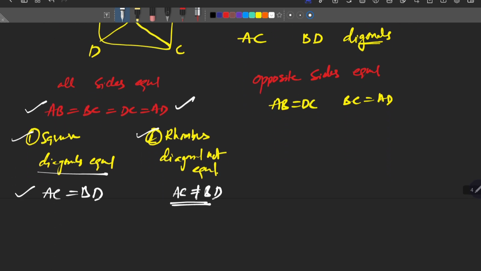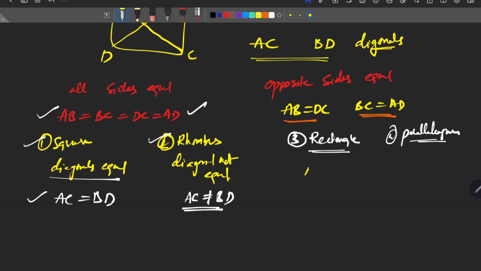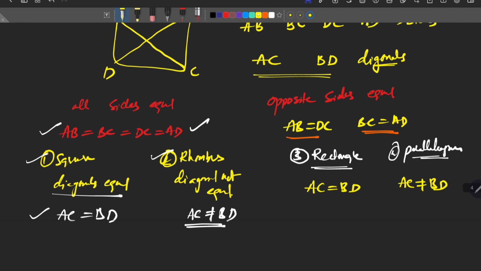Coming to the second possibility: only opposite sides are equal, which means AB equals DC, BC equals AD. Again there are two possibilities, either it's a rectangle or it's a parallelogram. How can we segregate them? Again the diagonals decide. In a rectangle, diagonals are equal, AC equals BD, and in a parallelogram the diagonals are not equal, AC is not equal to BD. Again I am saying, please listen carefully.